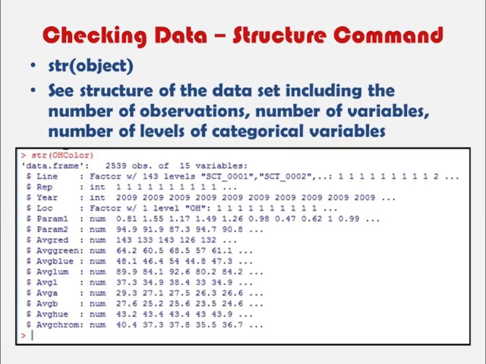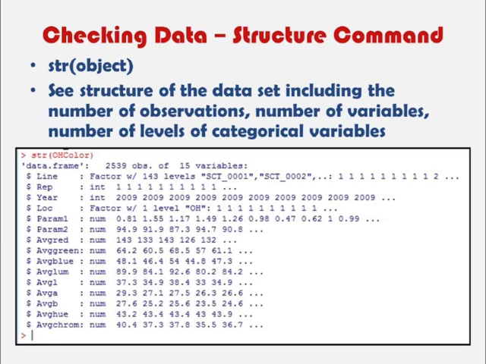Another command for checking your data that I'm partial to is the structure command. Structure allows you to see the structure of your data set, including the total number of observations, which here is 2,539, the number of variables that you have, and how the variables are classified. And so R classifies our variables as either factors, like line and location are shown here, integers, as rep and year are shown here, or as numeric. So that goes for all of our color parameters.